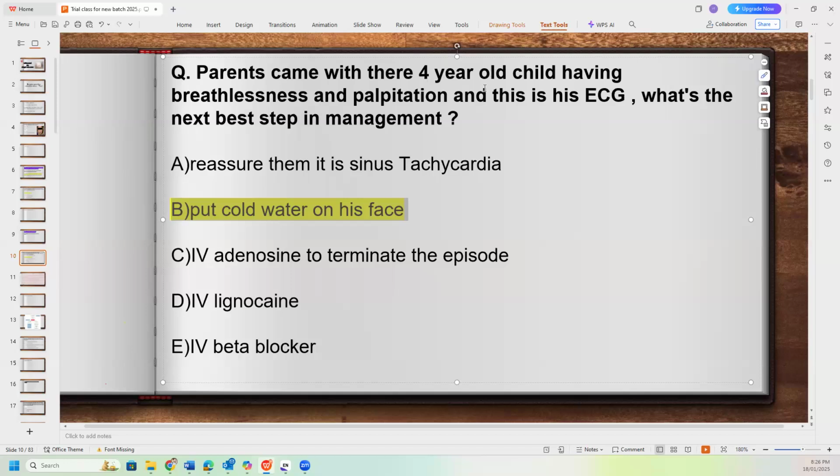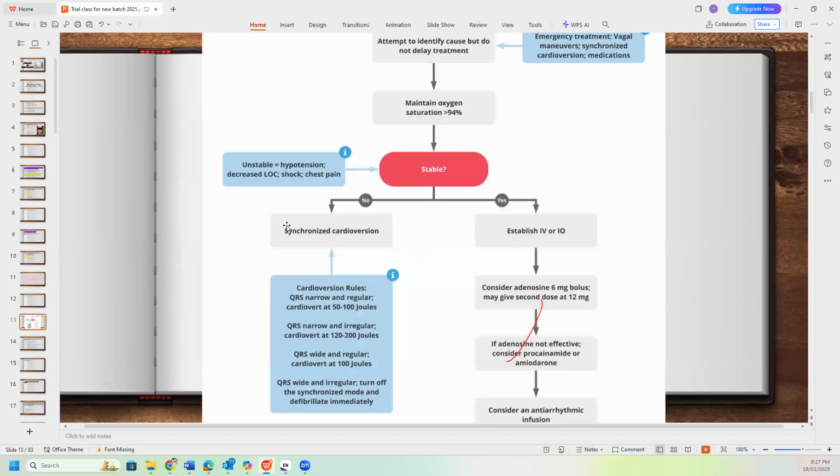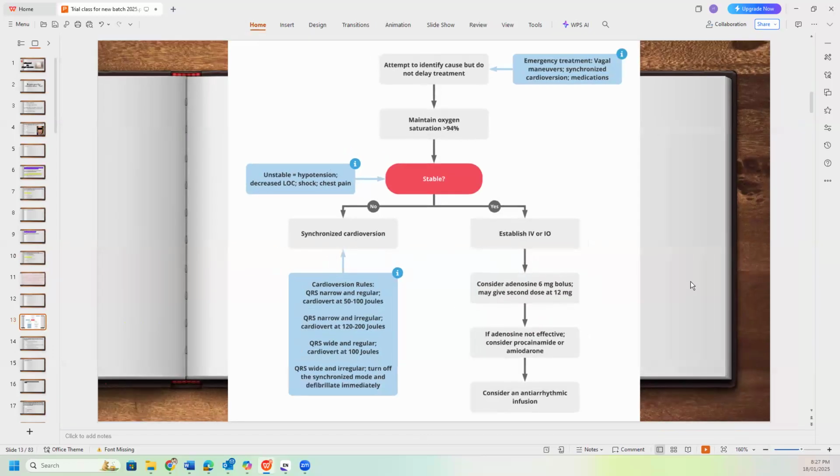But most of the time, because we are increasing the vagal tone and decreasing the AV node conduction by Valsalva maneuvers, we can physically terminate the tachycardias or revert the tachycardias. So B is the answer. If you look at this, let me just reduce the size of the screen a bit. If you look at this, it is taken from the Emergency Management of Supraventricular Tachycardia from the Heart Association of Australia.